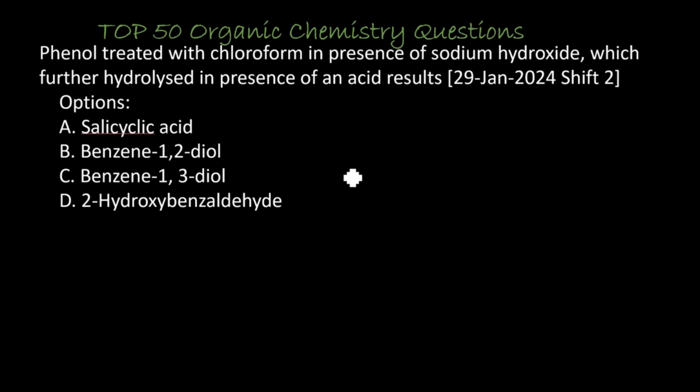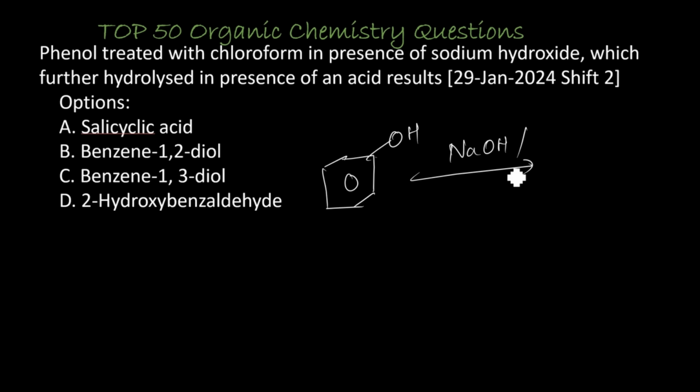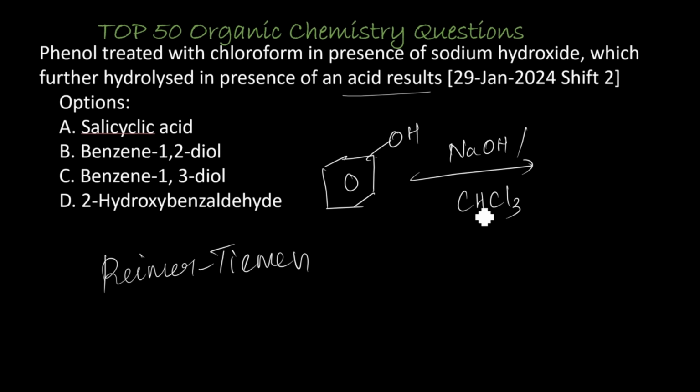The next one, phenol treated with chloroform in the presence of sodium hydroxide, which is further hydrolyzed in the presence of acid results in what? What is this reaction? Obviously, Reimer-Tiemann reaction. Remember? First chloroform will form a carbene and that will attack the phenoxide ion, at the ortho position over here, and then the product will be formed.